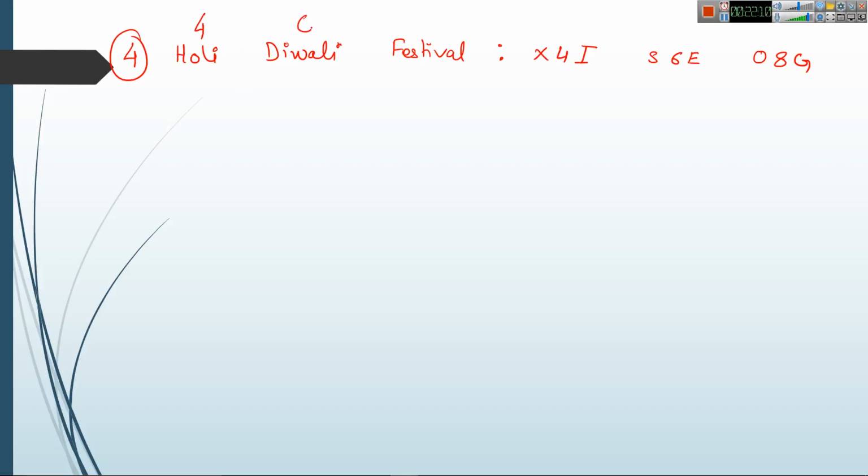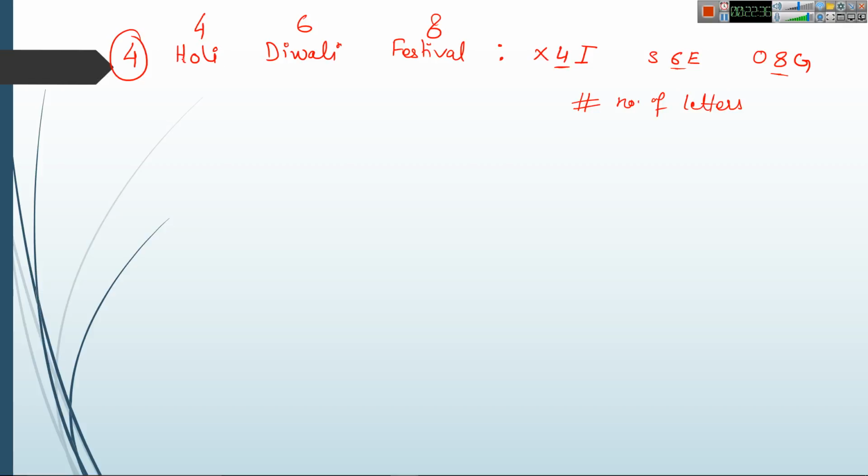Holi 4, Diwali 6 and festival 8. So we get the number part, that the number part is the number of letters in the word given. So for Holi we have the code X4I. So the number part here we have concluded is the number of letters present in the word.